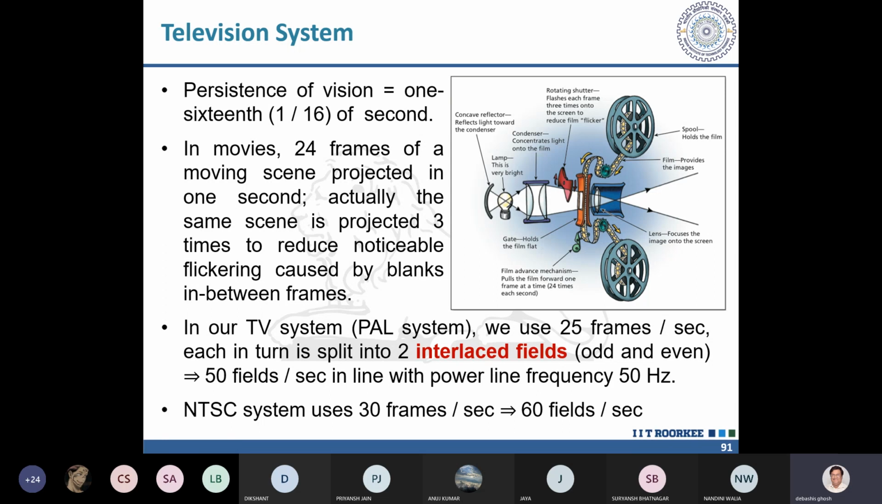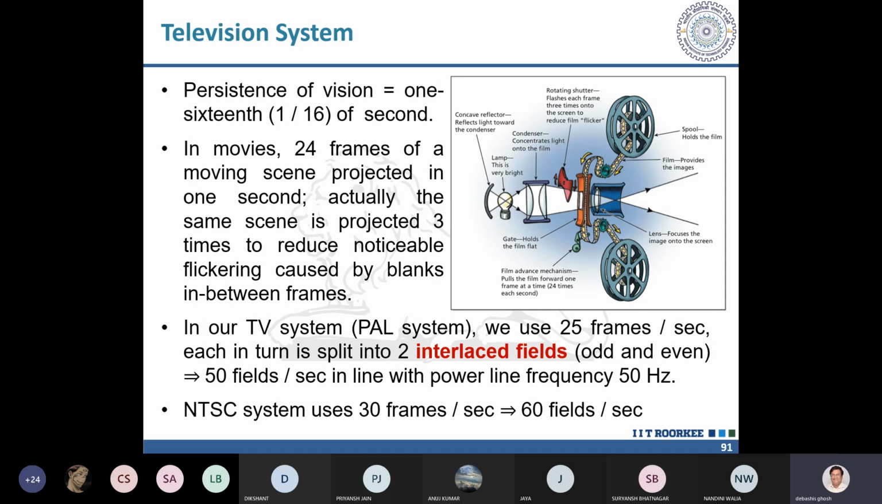There was a problem that in between two scenes, since there is some blanking period when you are closing the shutter and pulling the frame to the next scene, that blanking would create some flickering disturbance. Some flickering used to be there. So that problem was there.